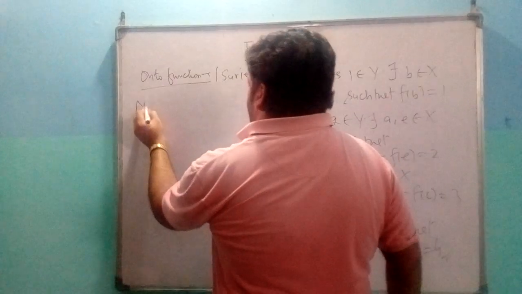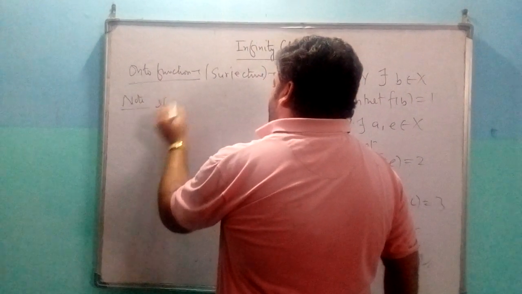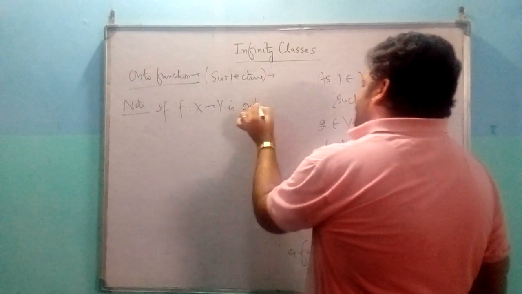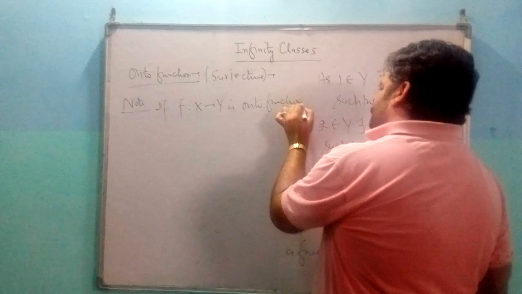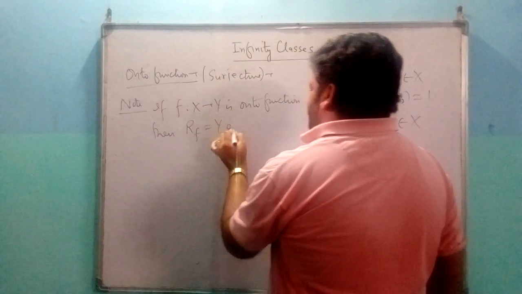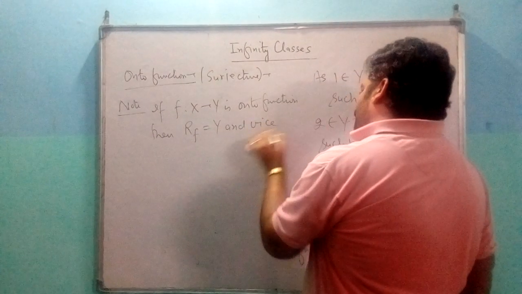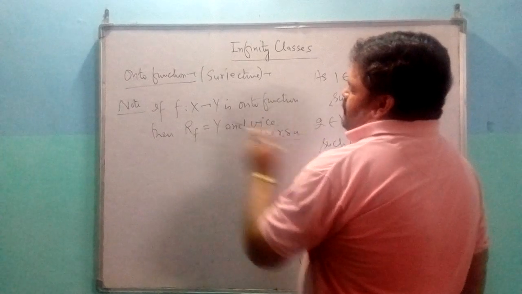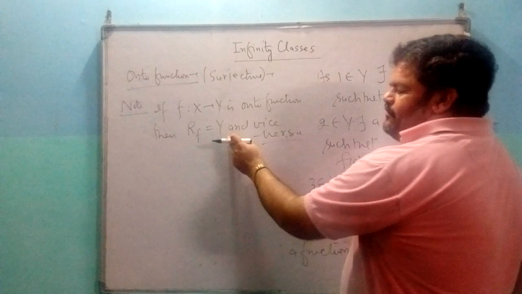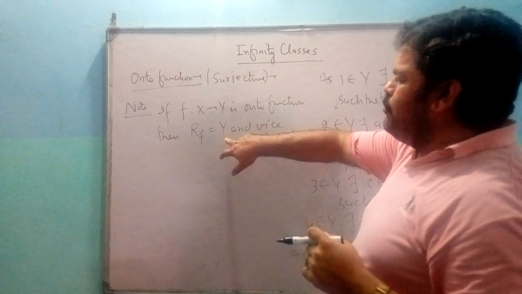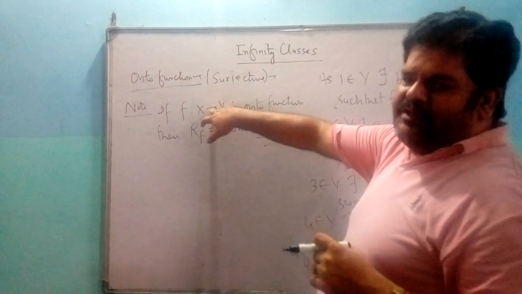Note, if f from x to y is onto function, then range of f is equal to y and vice versa. Vice versa means if a function is onto, then range is y. If in case range of the function is equal to codomain, then the function is always onto.